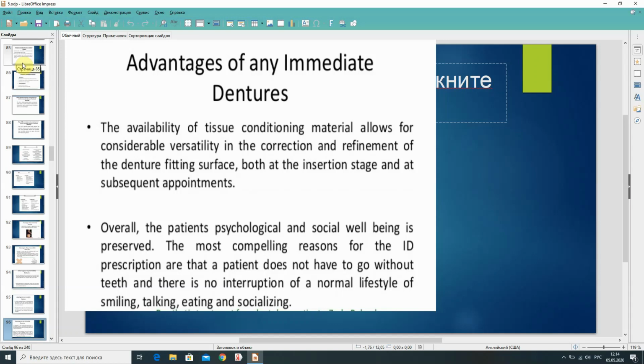The most compelling reasons for the immediate denture prescription are that a patient does not have to go without teeth and there is no interruption of a normal lifestyle of smiling, talking, eating, and socializing.